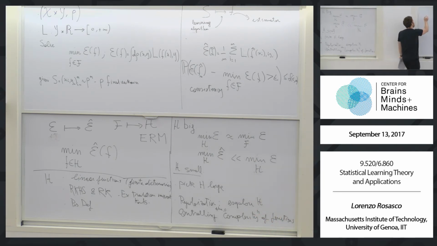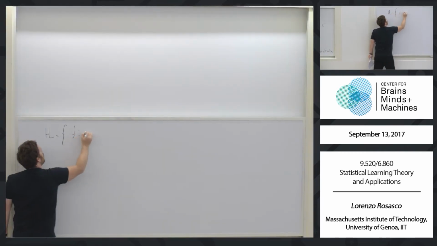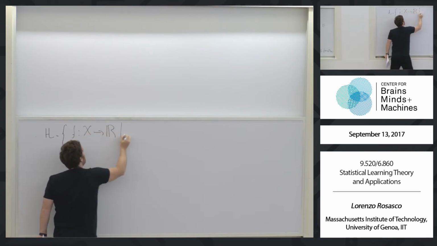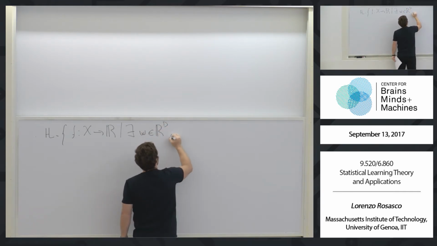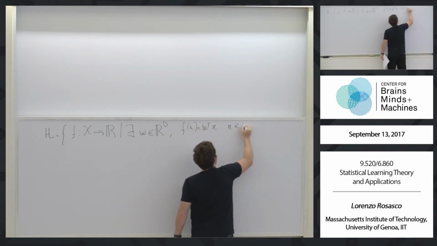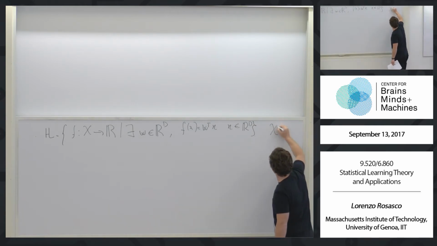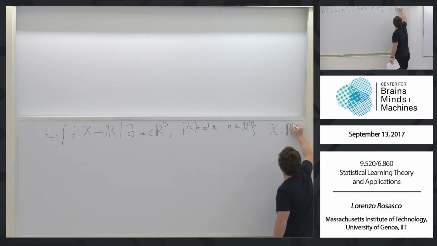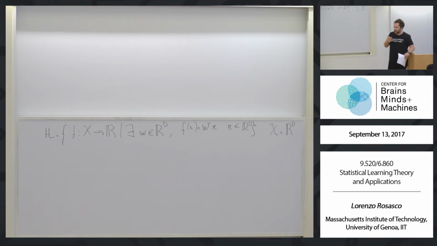So again, the first example you can think about is a space H of functions from X to R, such that there exists a W in R^D with f(x) equal to W transpose x for all x in R^D. Clearly here I'm making the assumption that my input space is R^D. Already you can ask, this is nice, but I would want to generalize this to a more general set: graphs, strings, probabilities, and so on. For now, we stick to this.